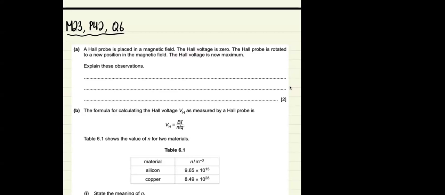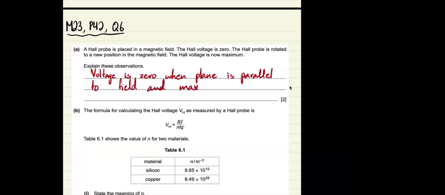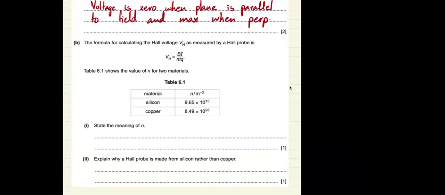So the idea is that the voltage is 0 when the plane of this probe is parallel to the field, and it's max when perpendicular. So this is pretty easy stuff that we do know. This thing, remember, we've done: state the meaning of n. This is the same n that you have in I equals nAvq. So this is the number density.